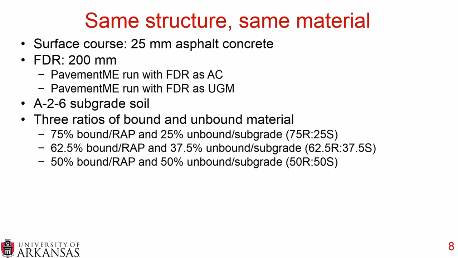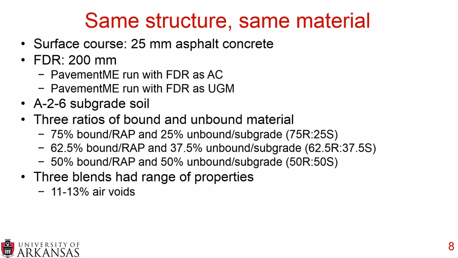So in a sense, if we have 200 millimeters of FDR, that's 8 inches, that means she looked at a pavement structure where 150 millimeters was asphalt concrete and 50 millimeters was unbound and subgrade material. That's the 75-25. She went to 62.5% bound and then down to 50-50, where of that FDR, 100 millimeters was asphalt concrete and 100 millimeters was unbound or subgrade material. And so this allowed us to look at the impact of having a different percentage of bound material versus the unbound material in the FDR structure.